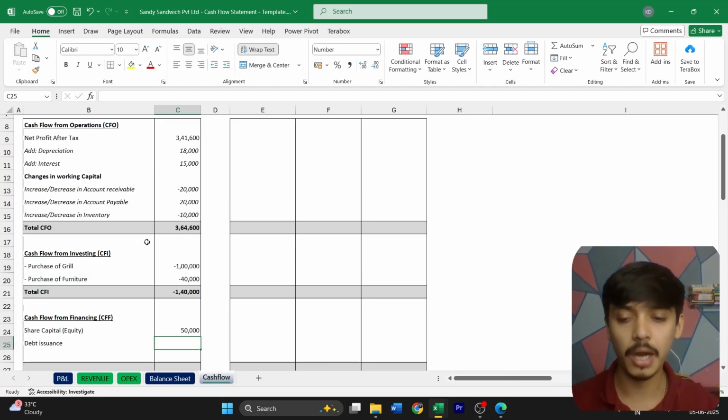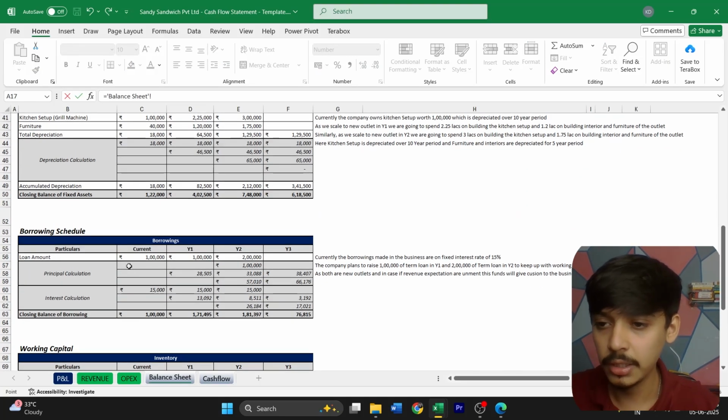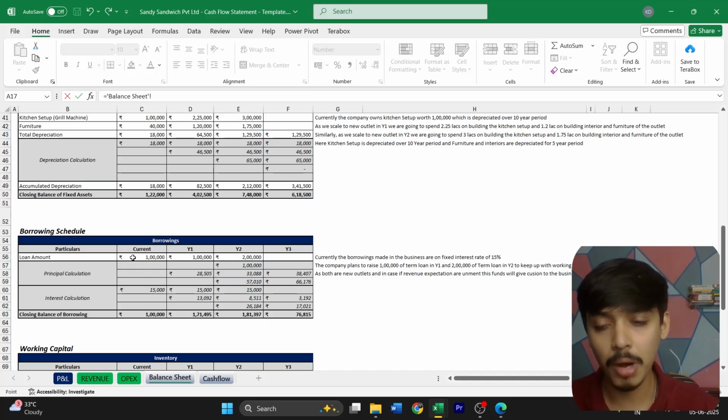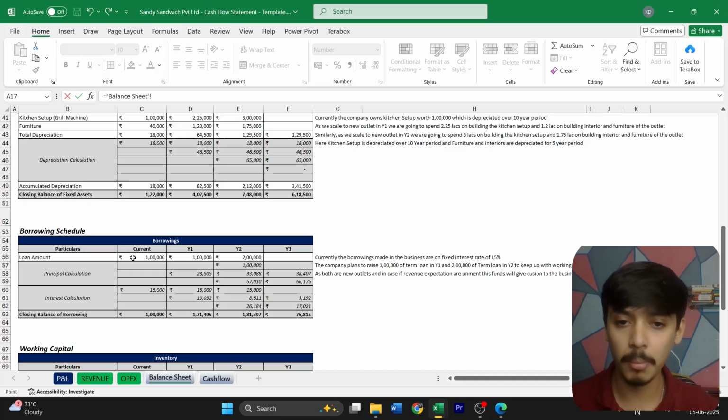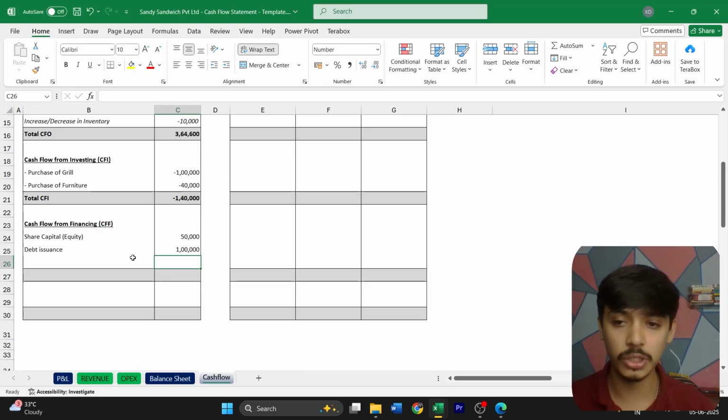And on the debt part, we will now see in the borrowing schedule how much is the total amount of debt that we raised. So going to the borrowing schedule in the balance sheet, we will see that we have 1 lakh amount of debt that we raised through a bank, right? So we will plug in this 1 lakh amount, as it is a positive cash flow for us, it has a positive sign.